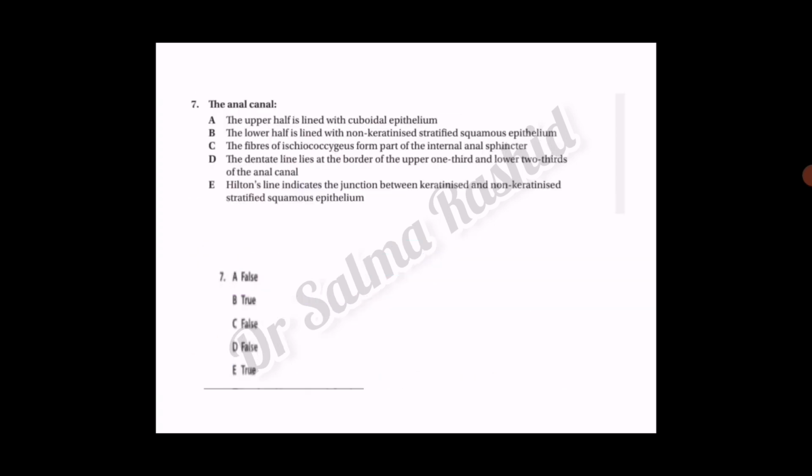Now the question is, the upper half of the anal canal is lined with cuboidal epithelium. This is wrong because the upper 2/3 is lined by simple columnar epithelium. The lower half is lined with non-keratinized stratified squamous epithelium. This is true because the lower 1/3 is lined by non-keratinized stratified squamous epithelium. The third option is the fibers of the ischiococcygeus form part of the internal anal sphincter. This is false because the circular muscles of the rectum become thick and form the internal anal sphincter.